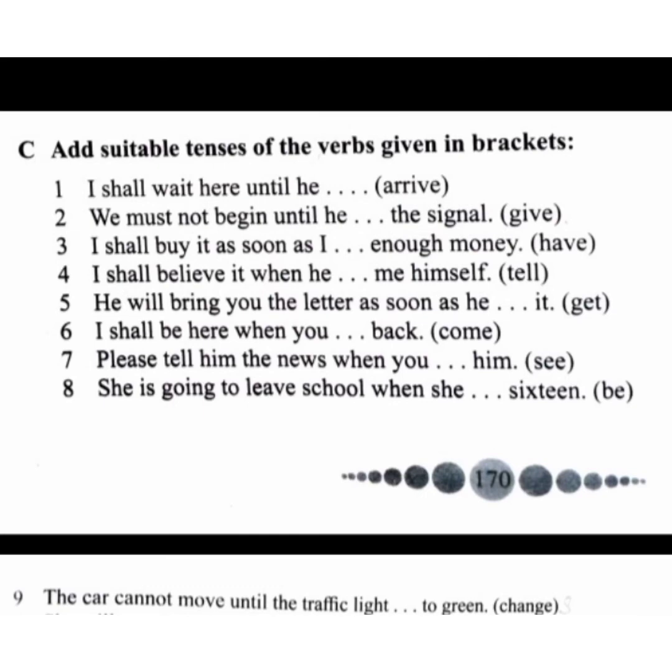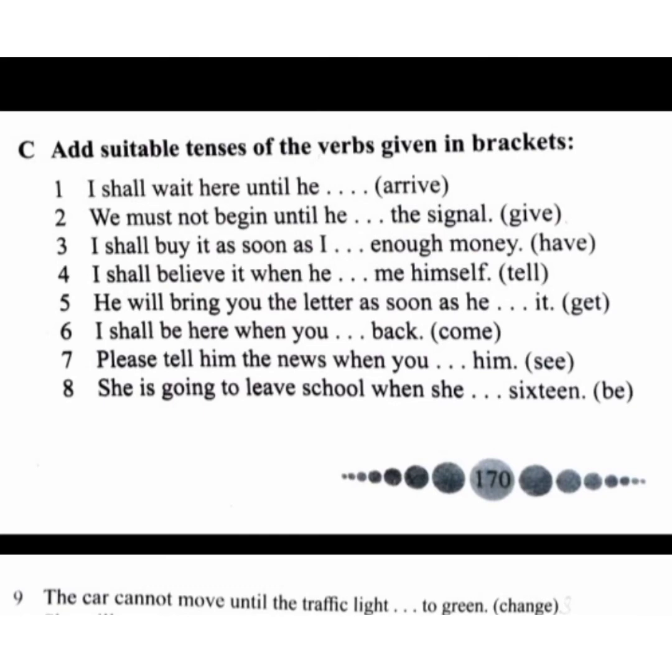Fourth one, I shall believe it when he tells me himself. Fifth one, he will bring you the letter as soon as he, what is the present tense of get? When we use he, gets. Yes, as he gets it. Sixth one, I shall be here when you come back. Yes, when you come back.